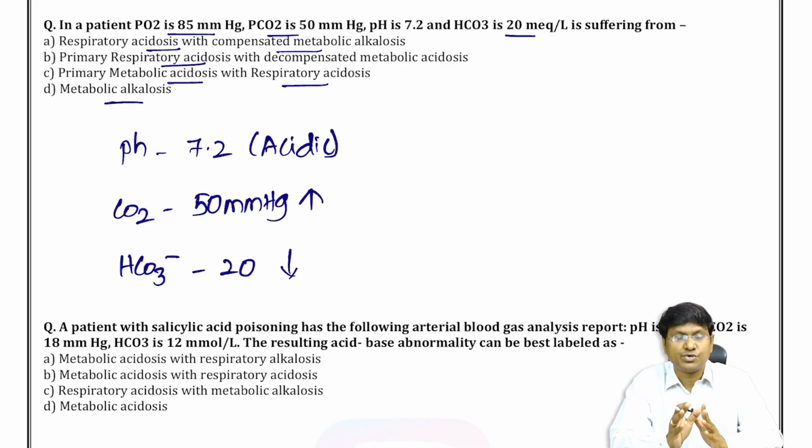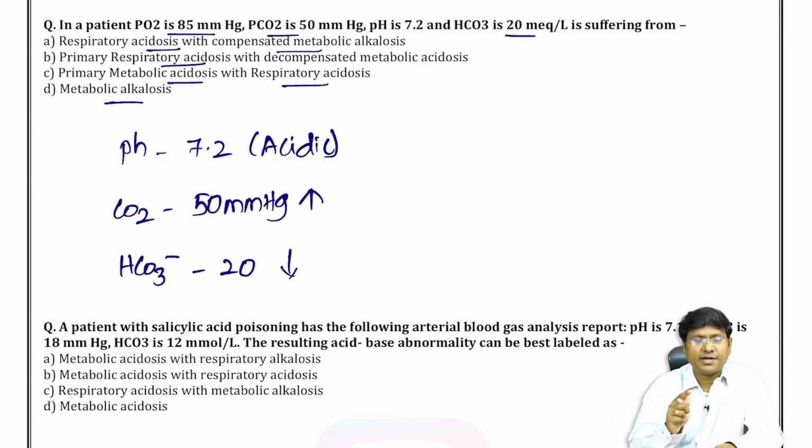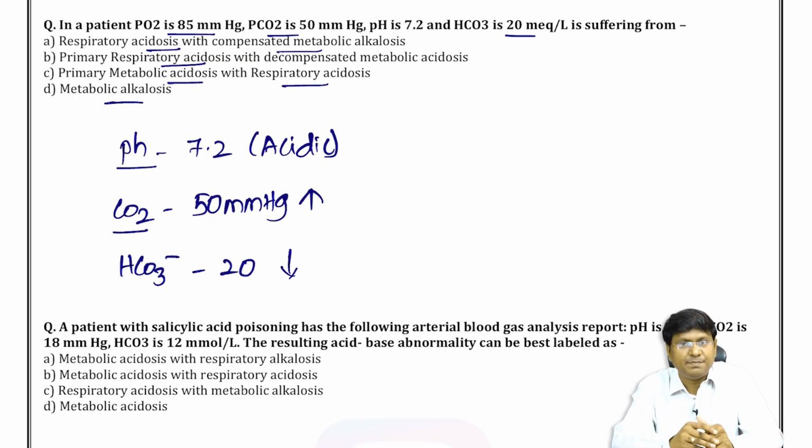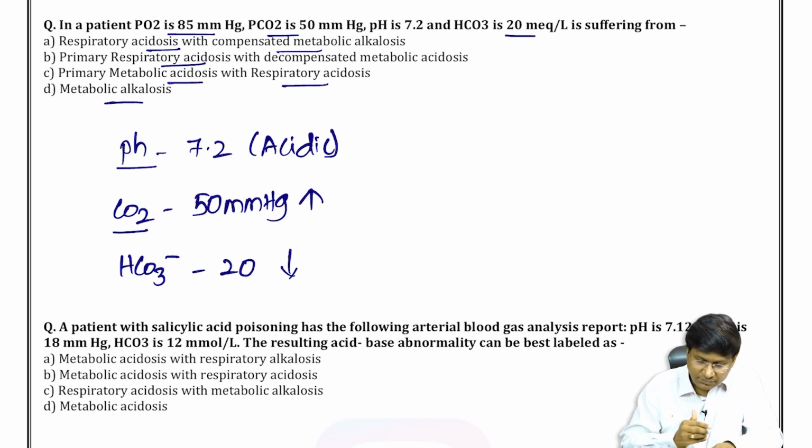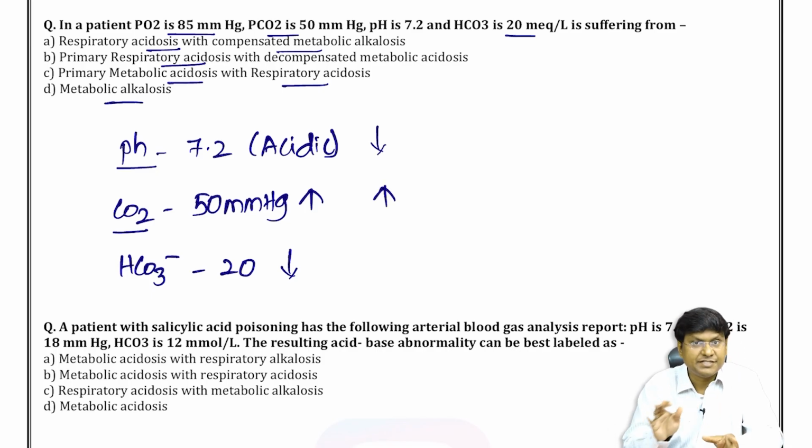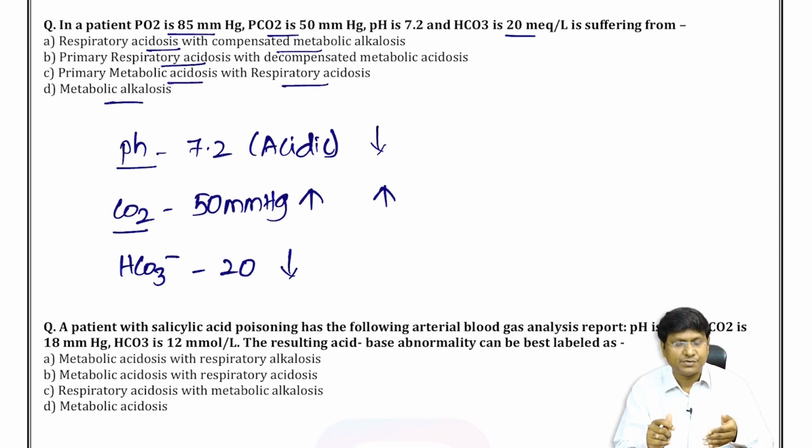Now in these types of questions, you should be able to decide which is the primary disorder, right? So how will you decide the primary disorder? The primary disorder is decided by the direction change of the pH as well as PCO2. The direction change of pH and PCO2 will decide what is the primary acid-base disorder. Now suppose the pH and carbon dioxide are changing in opposite directions, like in this scenario, pH is decreasing and carbon dioxide is increasing.